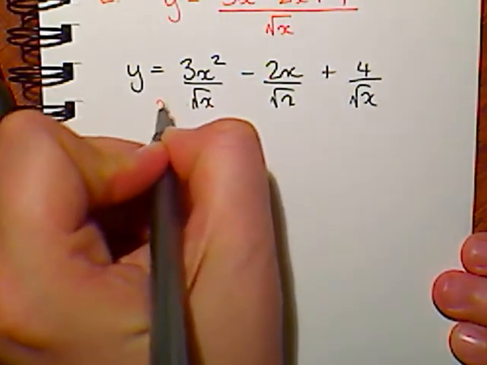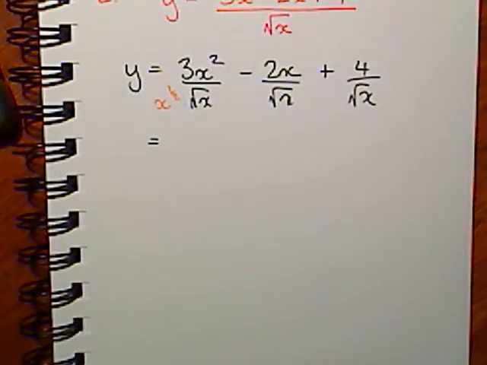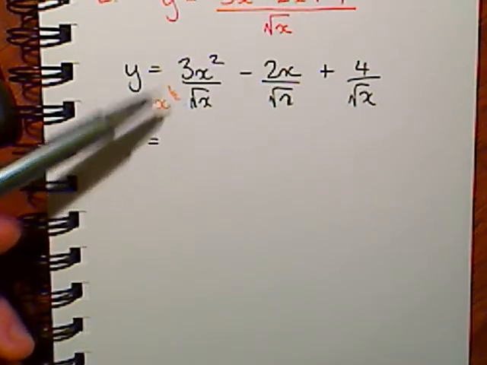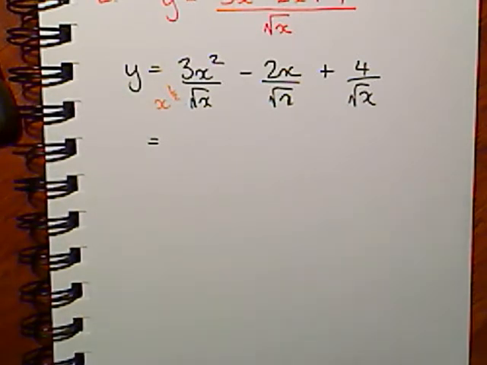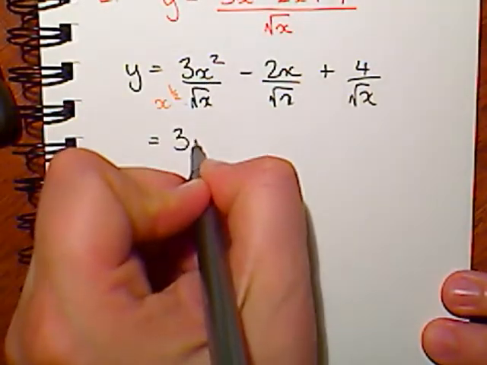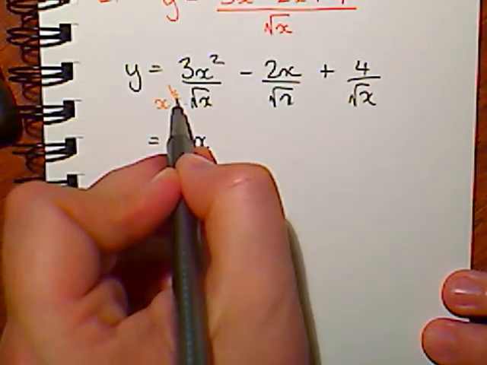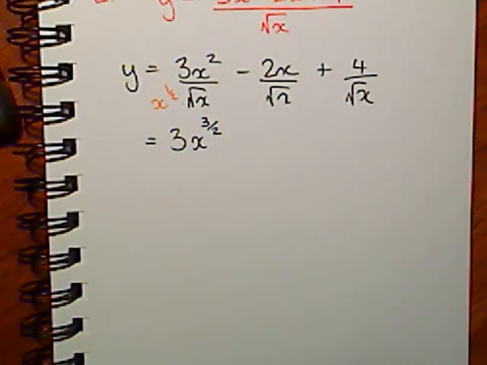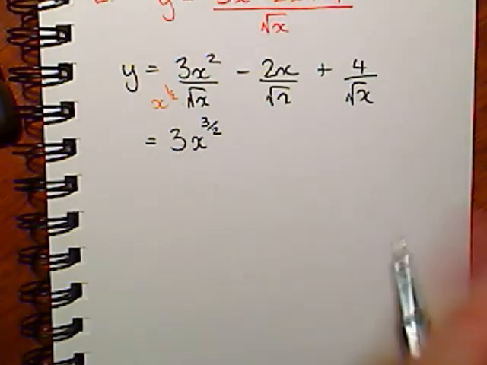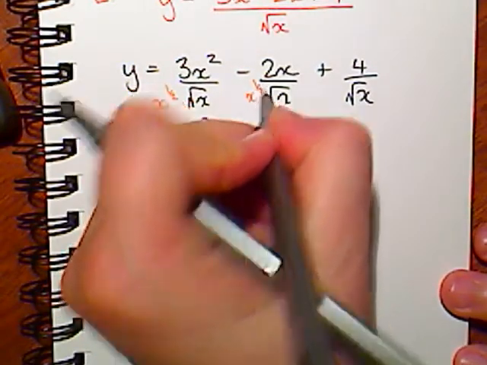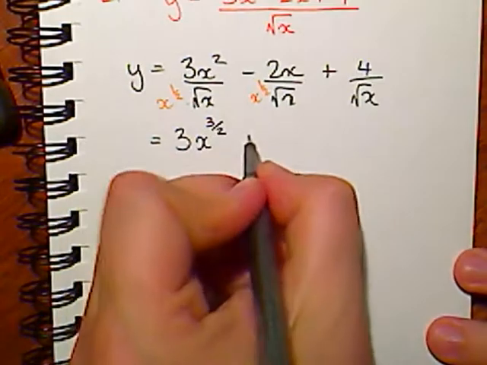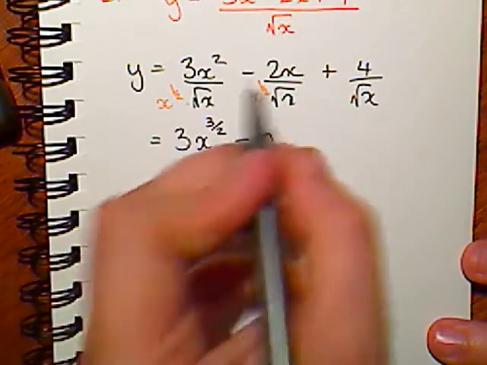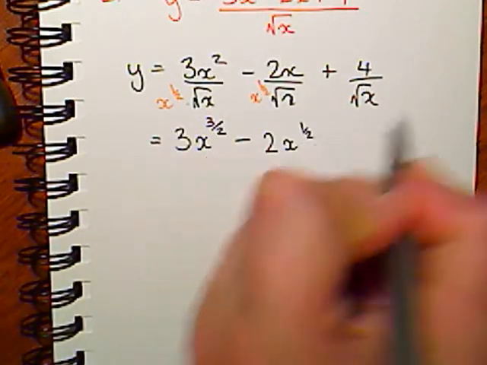This x is actually x to the half. So when I'm dividing indices of the same base, I can subtract the powers. So that means this becomes x, same base, 2 minus a half is 1.5. I'll do the same thing here. I'm dividing through, bases are the same. I've got 1 minus a half, which is just x to the half.